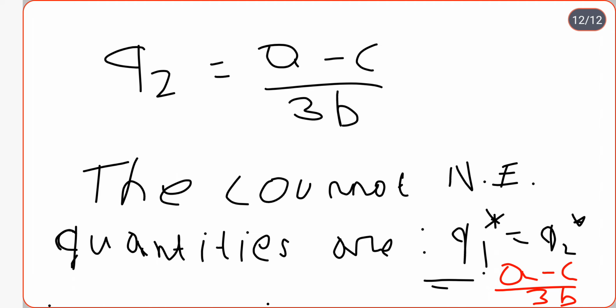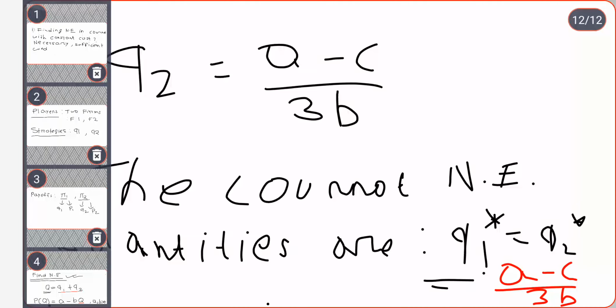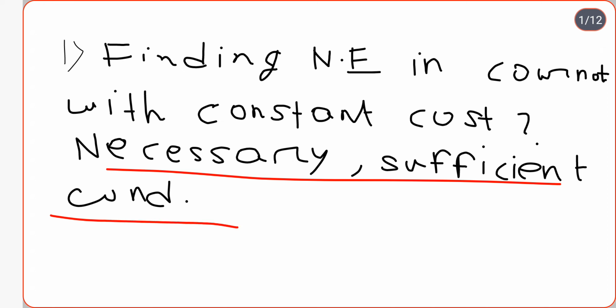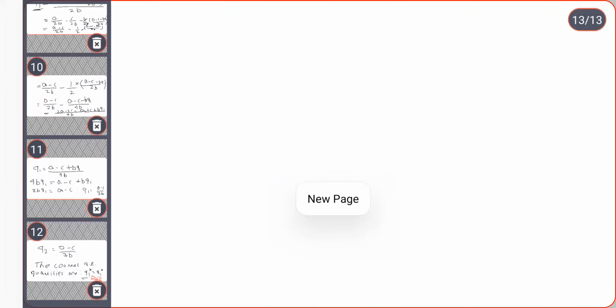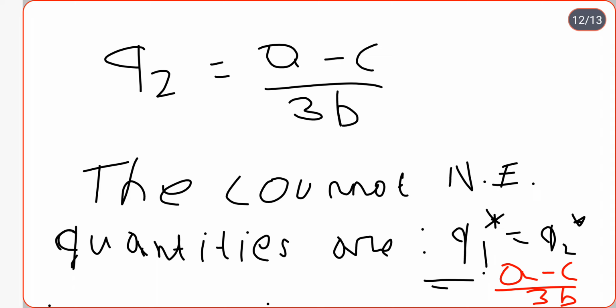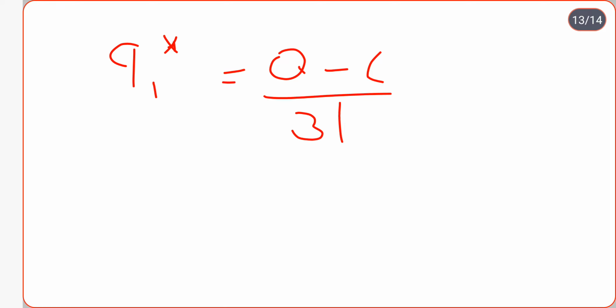Now the second part of the question: what are the necessary and sufficient conditions for this Cournot-Nash equilibrium? The necessary and sufficient conditions are very important in this respect. The first condition is, look at this value, a minus c by 3b. The quantity that we have derived is a minus c by 3b, and if by any chance c is greater than a, then the quantity will become negative.